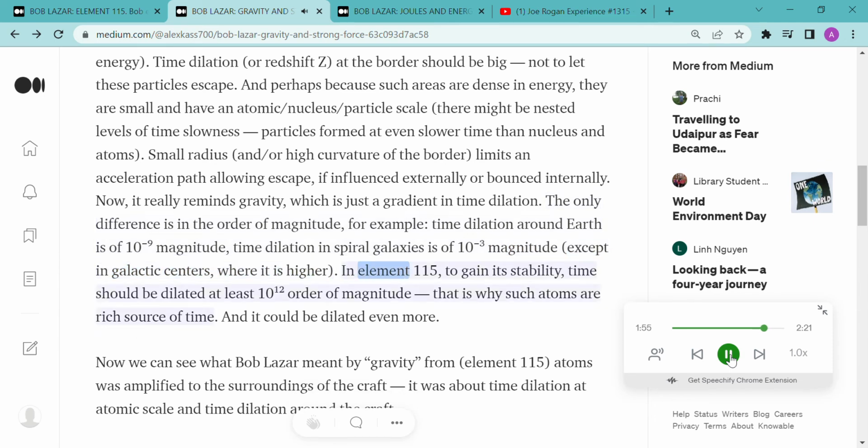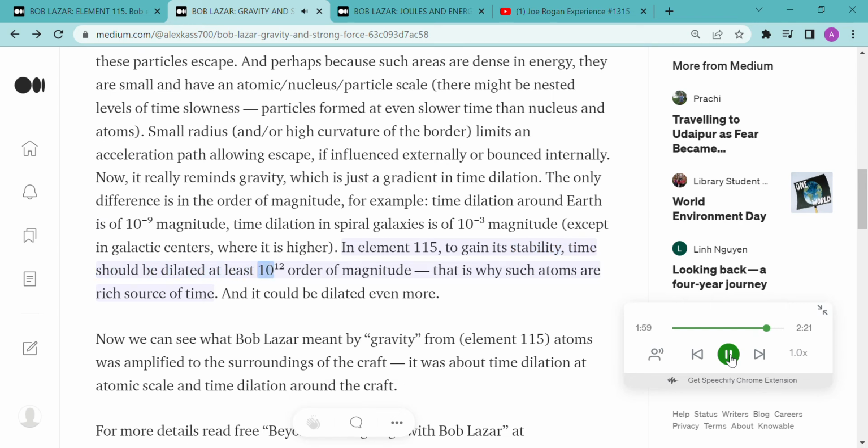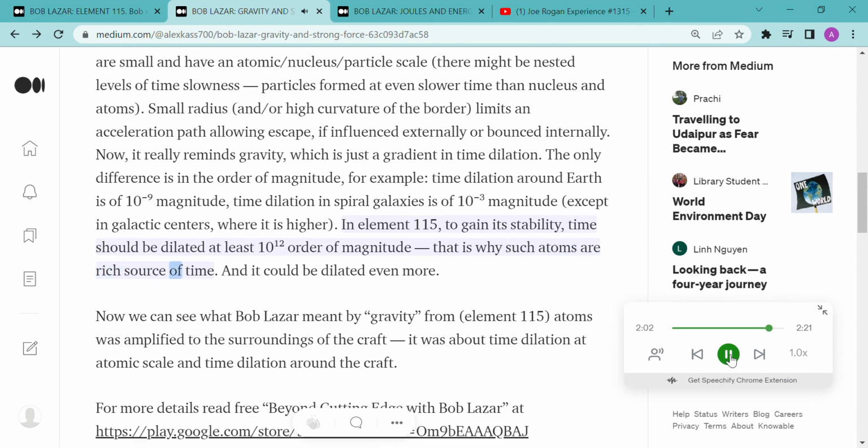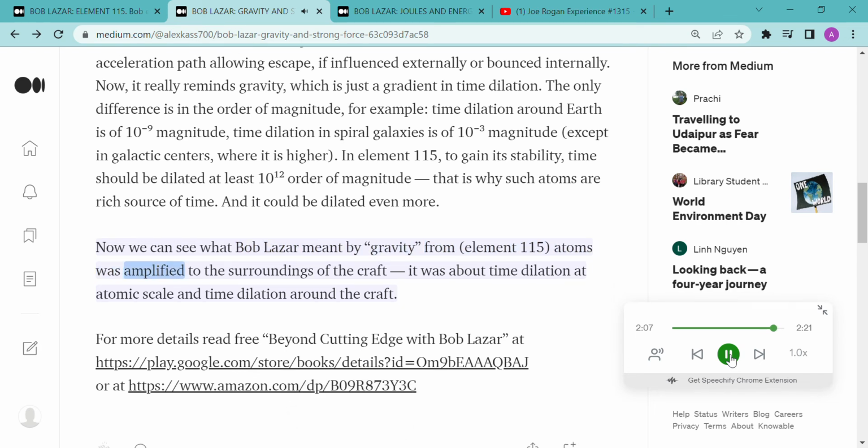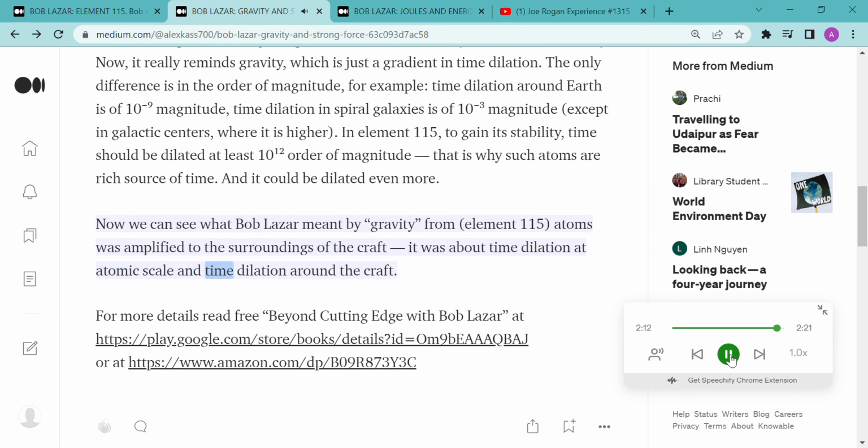In element 115, to gain its stability, time should be dilated at least 10^12 order of magnitude. That is why such atoms are a rich source of time. And it could be dilated even more. Now we can see what Bob Lazar meant by gravity from element 115 atoms being amplified to the surroundings of the craft. It was about time dilation at atomic scale and time dilation around the craft.